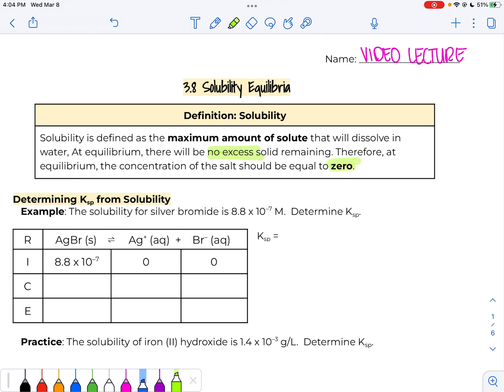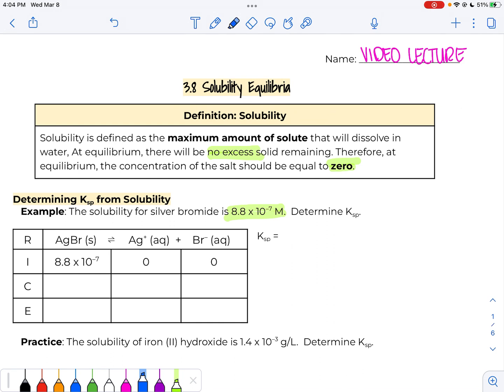So let's see what that looks like in the form of a problem. Let's put some numbers in it. Let's say that the solubility for the salt silver bromide is 8.8 times 10 to the negative 7th moles per liter. We want to figure out KSP from this.